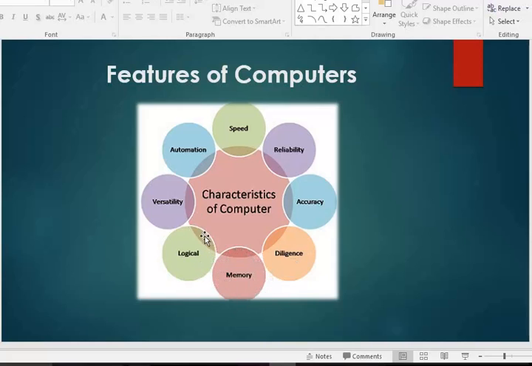Machine works logically, meaning the intelligence of the programmer is converted into programs. Logically, the machine works to provide us correct results. Machines are used in all the fields. In banking we use, in the field of education we use, in engineering we use, in the medical field we use, in schools and colleges we use, for entertainment we use. In all the fields machines are used, and this characteristic is called versatility.